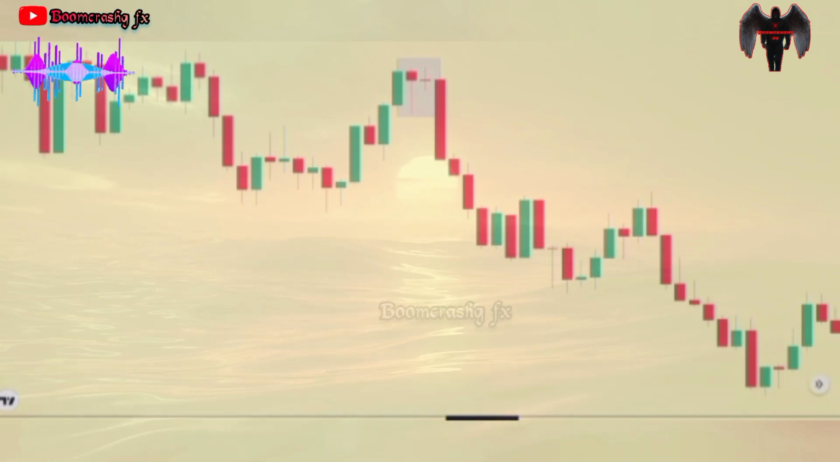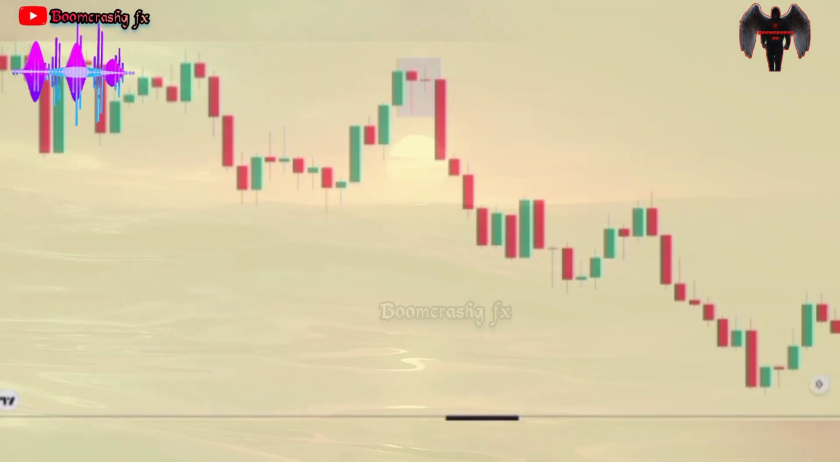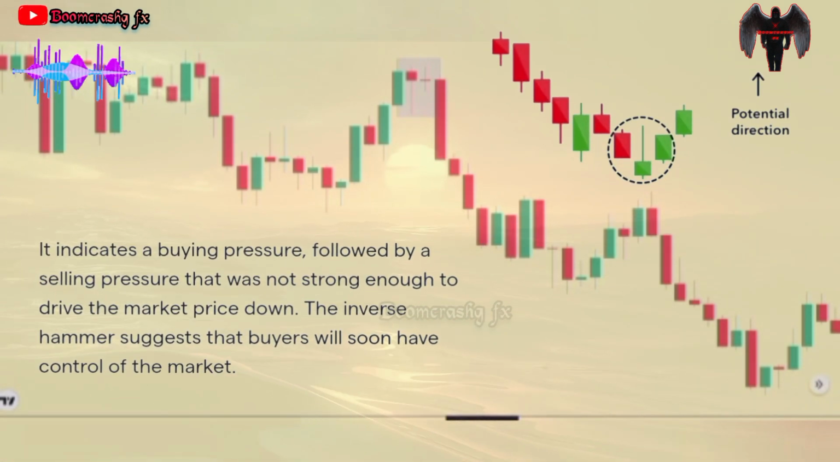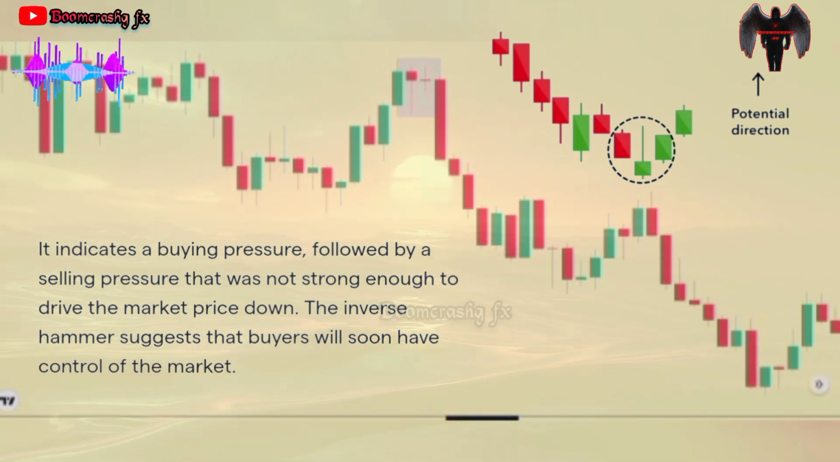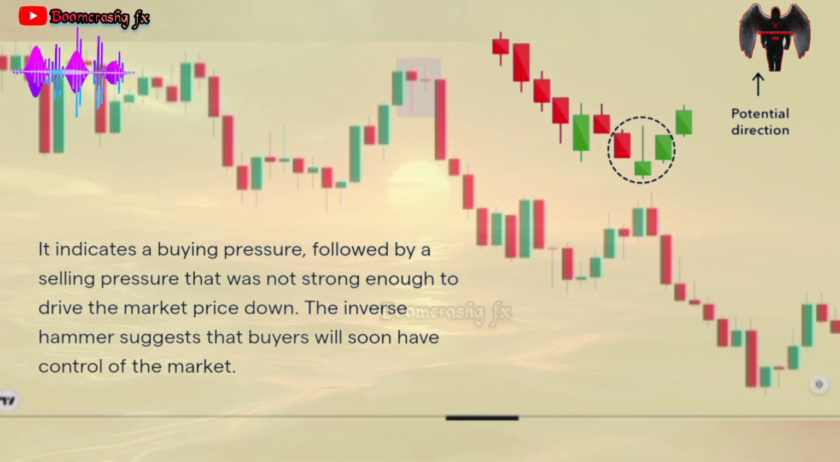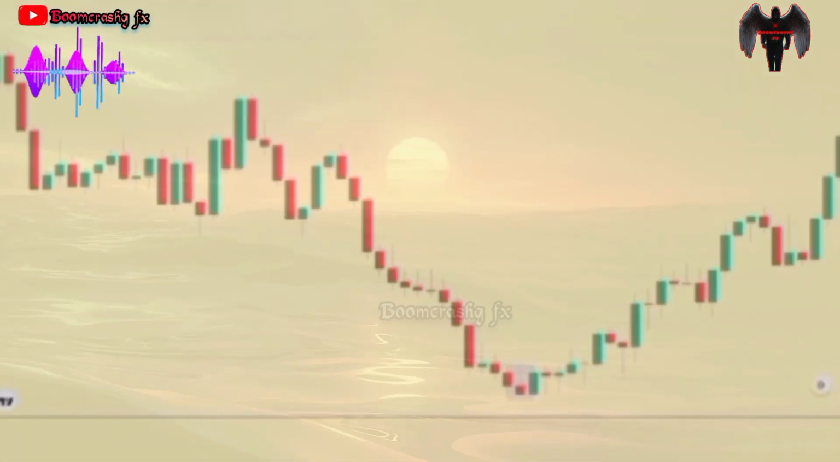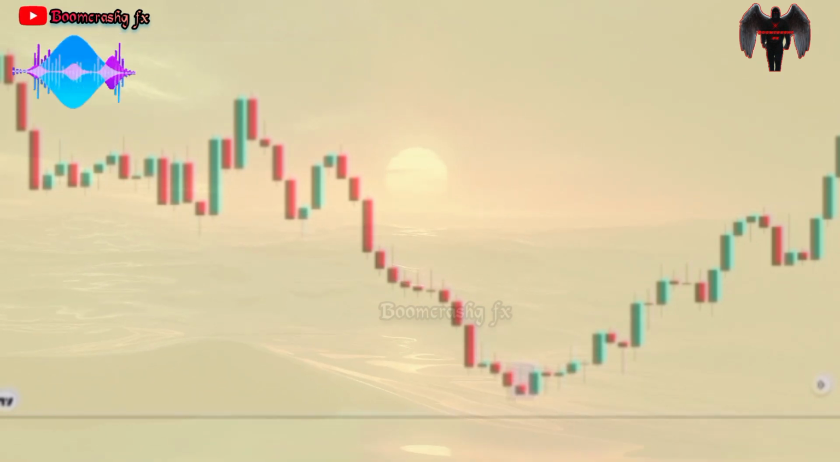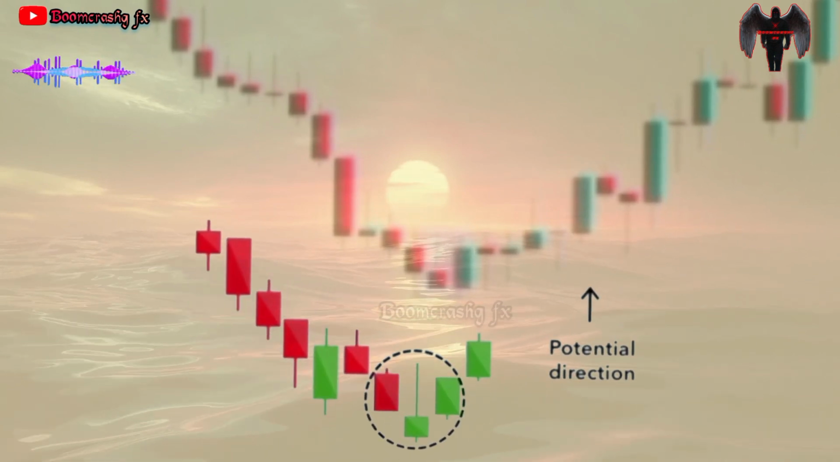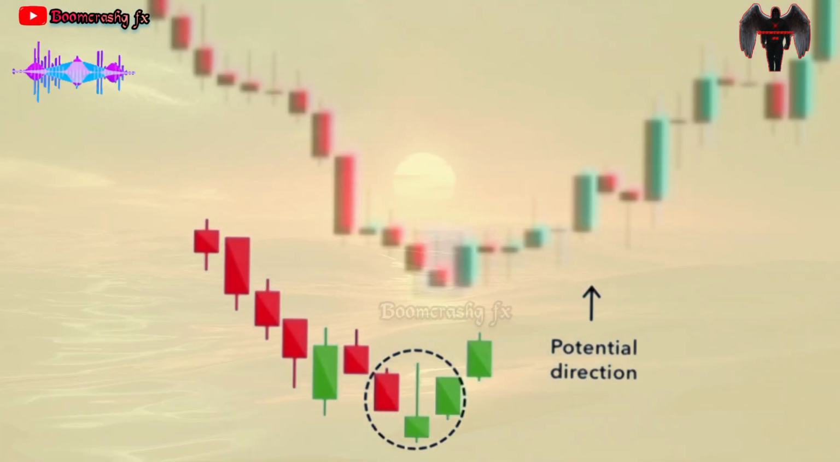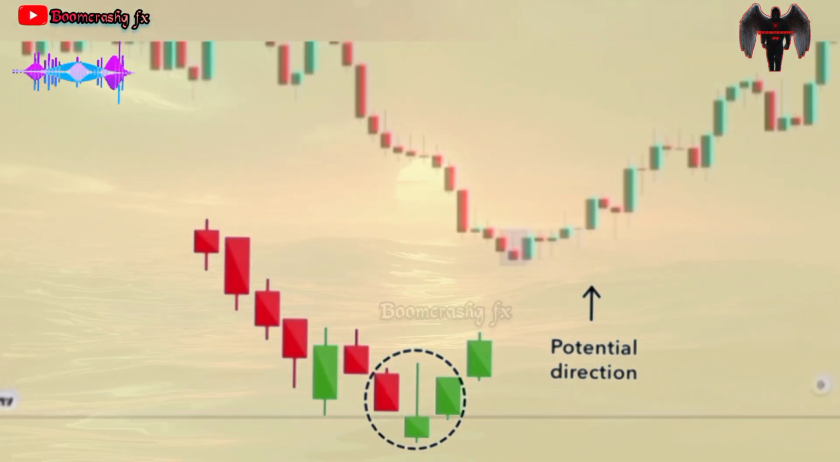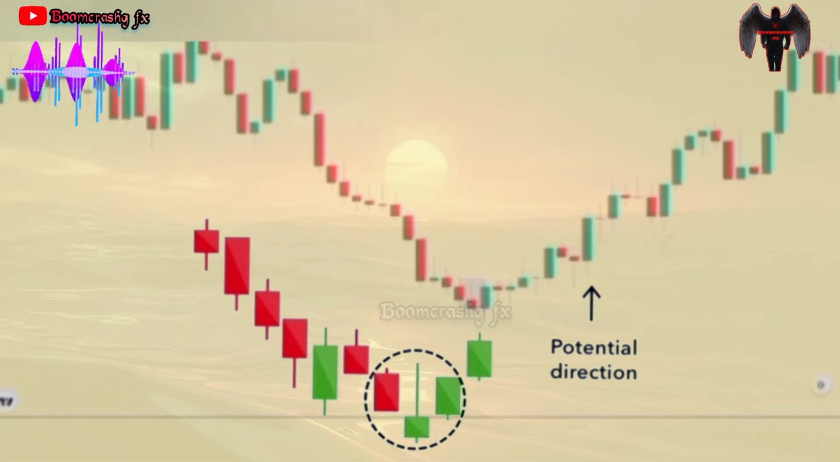So what's the work of this inverse hammer? As I said earlier, the inverse hammer is a bullish pattern. It gives us notification of buying pressure in the market. Basically, the inverse hammer suggests that buyers will soon take control of the market. The example of the inverse hammer is what we have on our screen here. As you can see, it plays out what it preaches, telling us that yes, the buyers are coming into the market to take control.